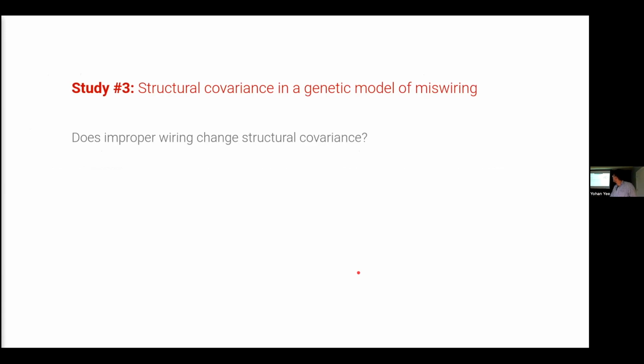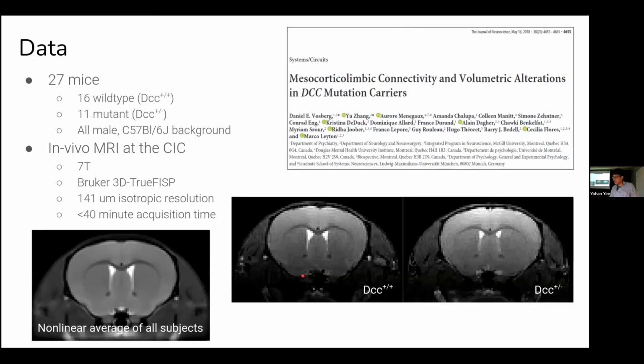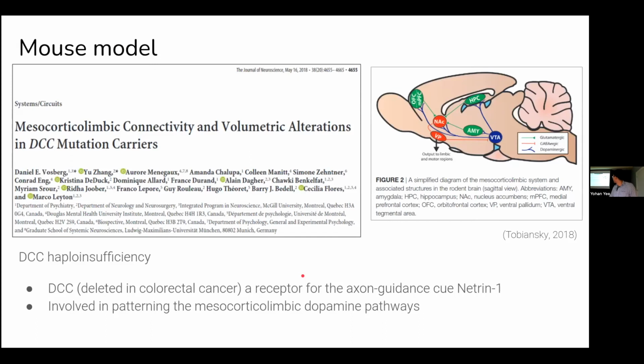So in this model, we use DCC haploinsufficient mice. DCC stands for deleted in colorectal cancer. It's a gene that codes for a receptor for the axon guidance cue netrin-1. And it's involved in patterning the mesocorticolimbic dopamine pathways that develop in adolescence.